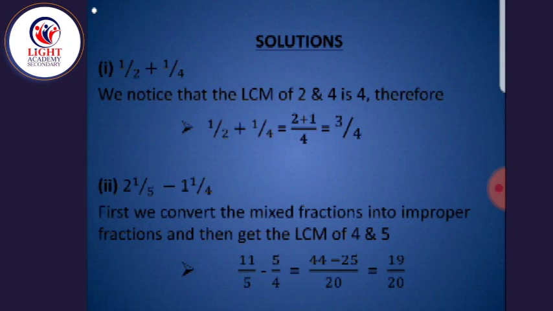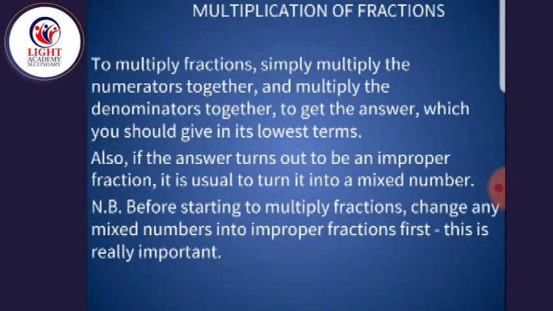Finally, we have 44 minus 25, and everything is over 20, which is our denominator, thus giving us the fraction 19 out of 20. As we can see, 19 out of 20 is already in its simplest form. So we are going to move on to multiplication of fractions.